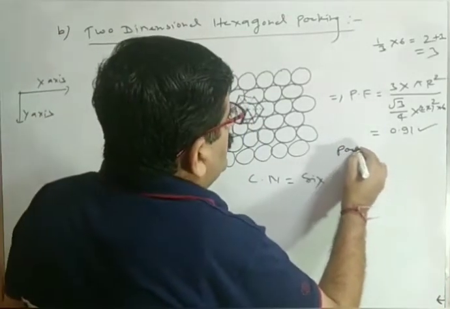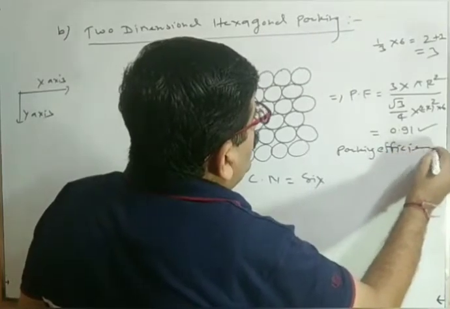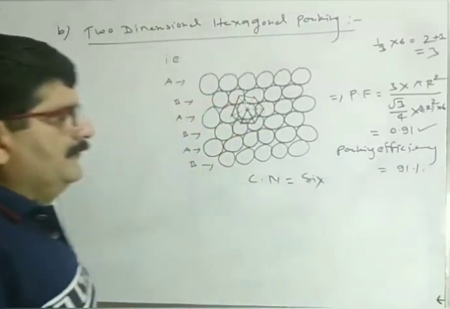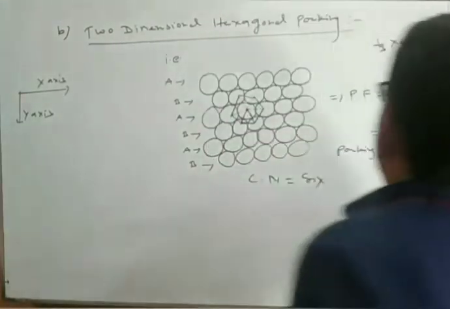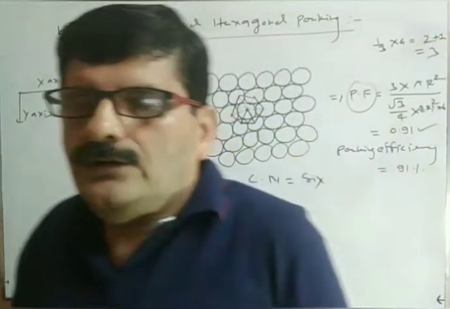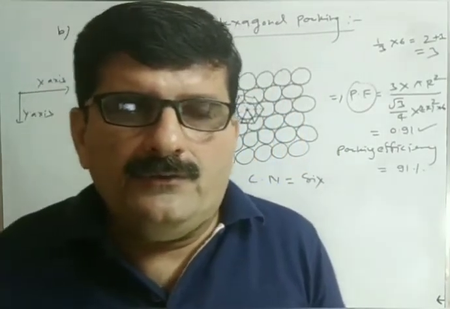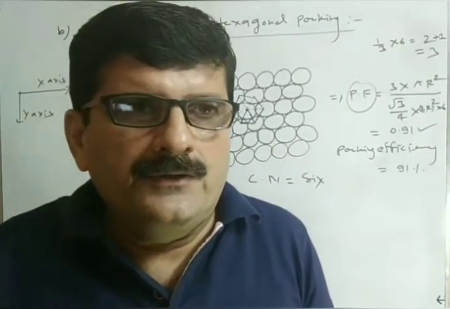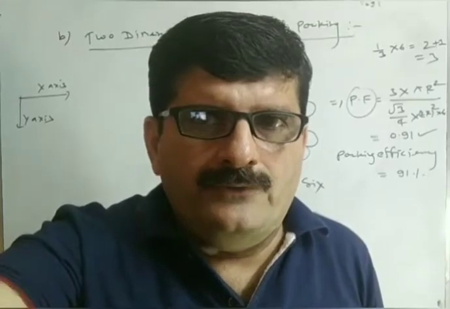Packing efficiency is equal to 91%. So always remember, in 2 dimensions the packing fraction value is equal to what? 0.91. Why is this type of packing called 2-dimensional? Because packing occurs in only 2 directions, that is x and y axis.